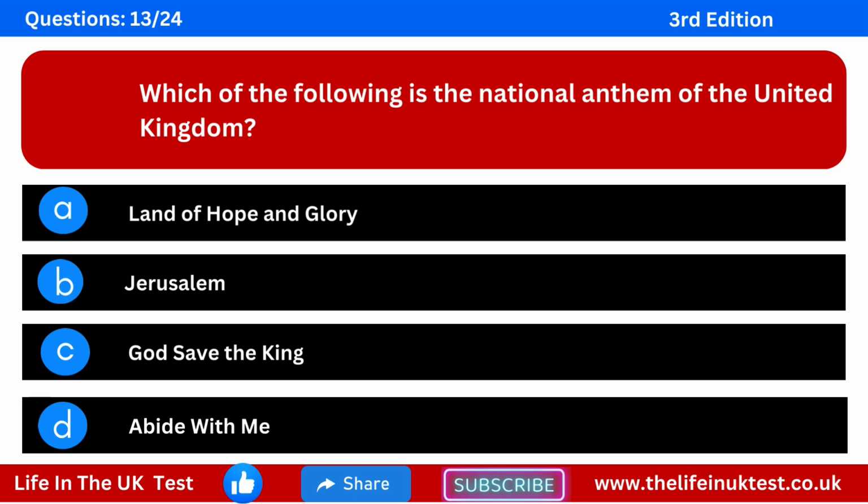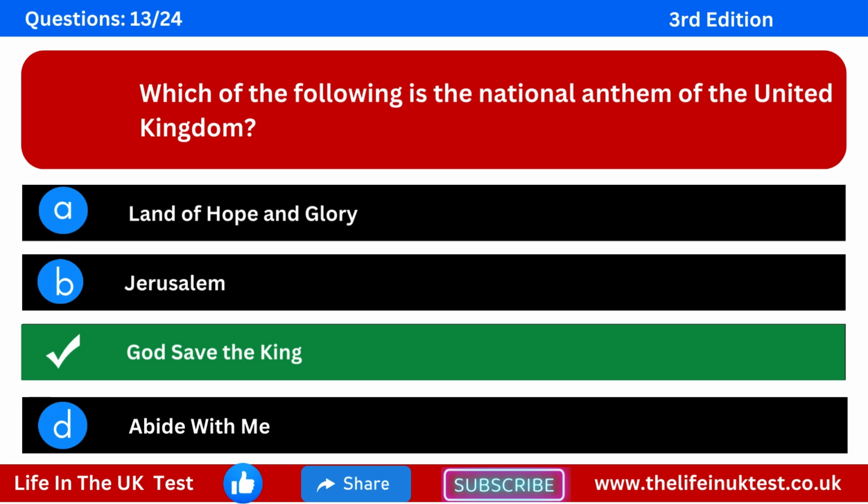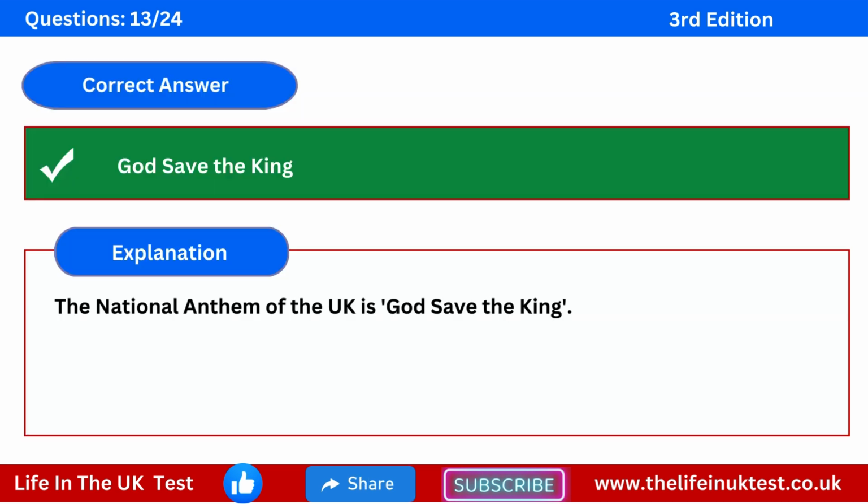Option A, Land of Hope and Glory. Option B, Jerusalem. Option C, God Save the King. Option D, Abide with Me. The correct answer is God Save the King. Explanation. The national anthem of the UK is God Save the King.